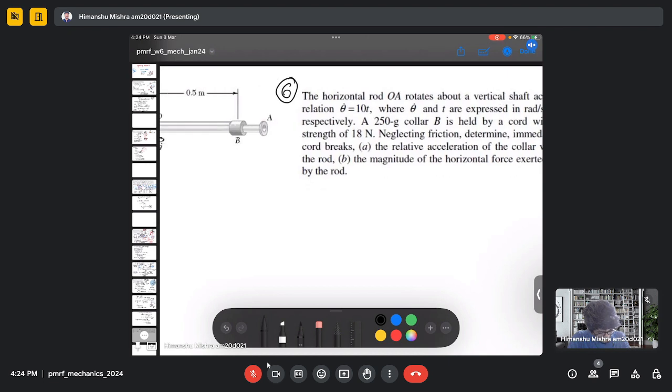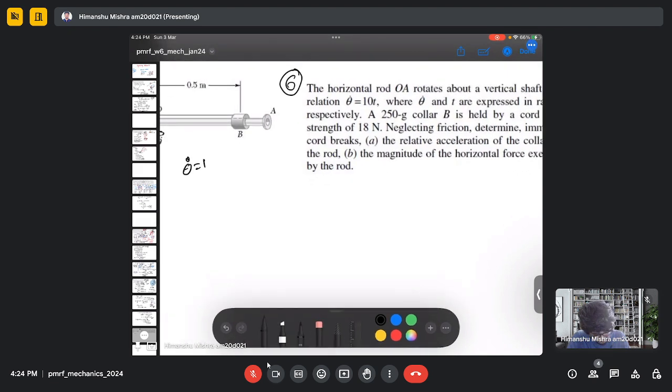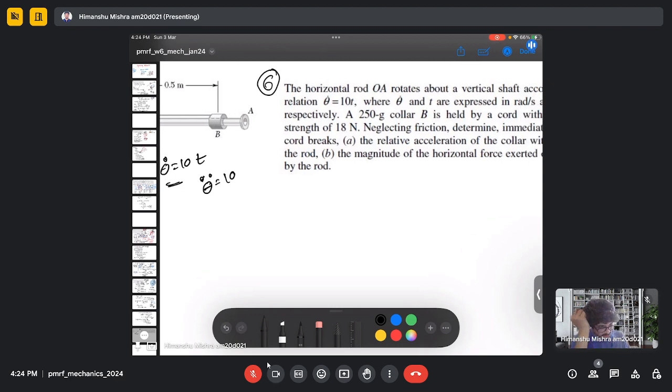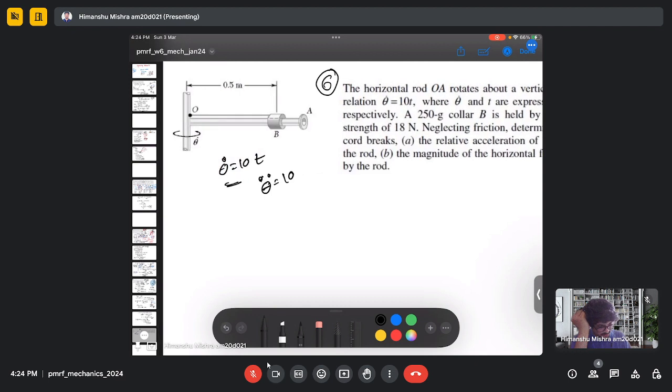So we have given theta dot, which is tan t. So if I take the derivative of this with respect to time, I will get theta double dot, which is tan. Now here the r double dot is 0 because r is constant, 0.5.